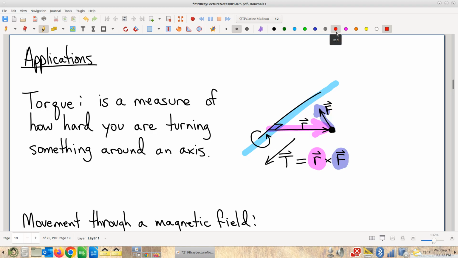So if you want to know how much does this force applied at this point connected to the axle by this r arm, how hard does that twist around the axle? Well, it's the cross product, right? The cross product is the thing that computes that. Very natural. Again, mathematicians didn't do this, right? Whatever created this universe we live in did that. We're just observing. Okay. All right.